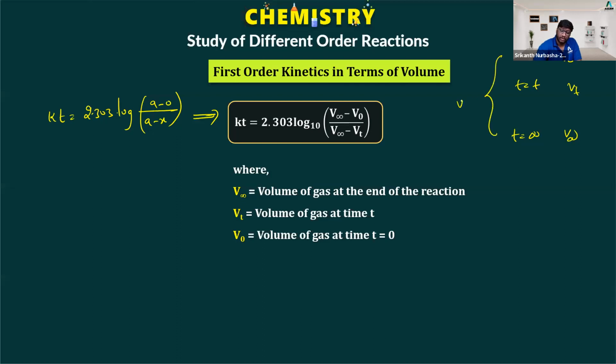So this is your V infinite minus V naught. This is your V infinite minus Vt. V infinite minus V naught is the volume change from infinite time to time t equal to 0. V infinite minus Vt is the volume change from infinite time to time t equal to t. So whenever you calculate with respect to these two quantities, you will get the change from V naught to Vt, and from that you will get the equation: 2.303 logarithm of V infinite minus V naught by V infinite minus Vt. That is your first order kinetics in terms of volume.